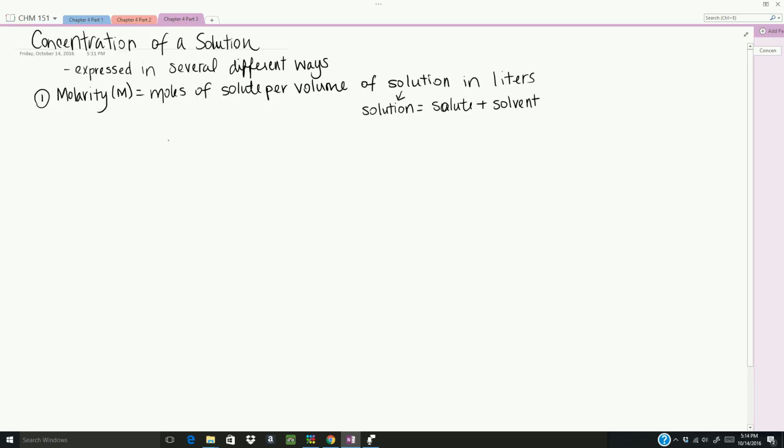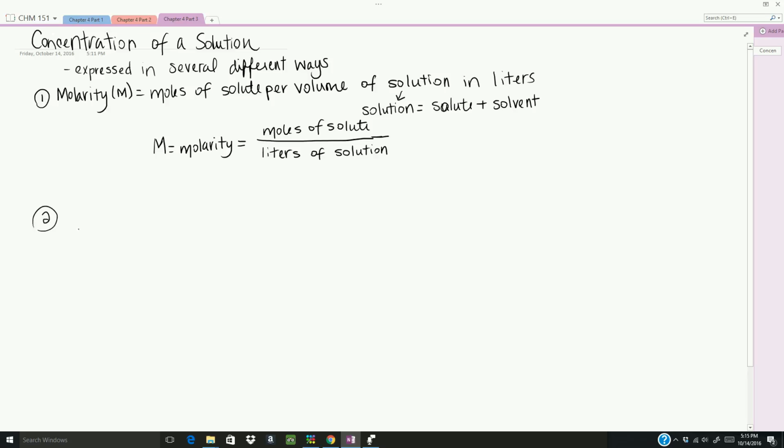So in order to calculate molarity, we use a formula. Capital M for molarity, so I'll write it out again, is equal to moles of solute divided by liters of solution. Okay? Two.